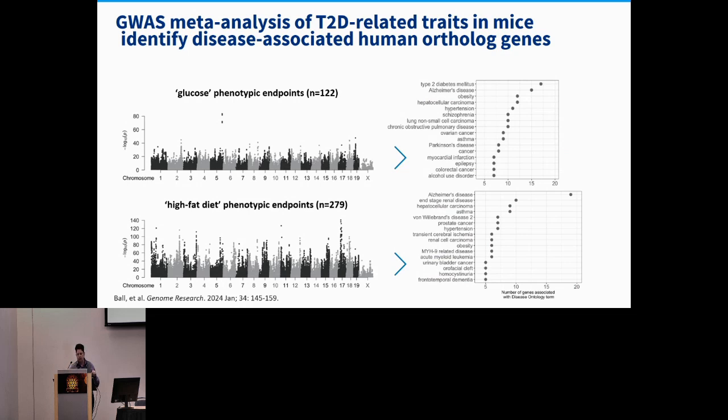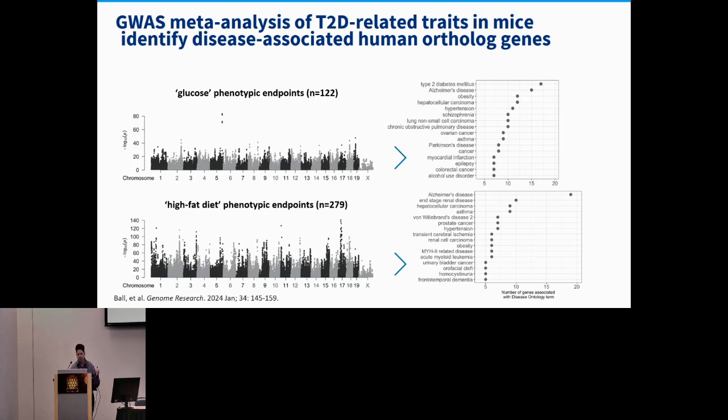And what you see in the top right here is that for the glucose meta-analysis, type 2 diabetes came up as the top hit, right? Most of the genes mapped to that. And then we had Alzheimer's disease, obesity, and some other diseases behind that. Whereas high-fat diet down here is, of course, much more heterogeneous. It affects many parts of the body.